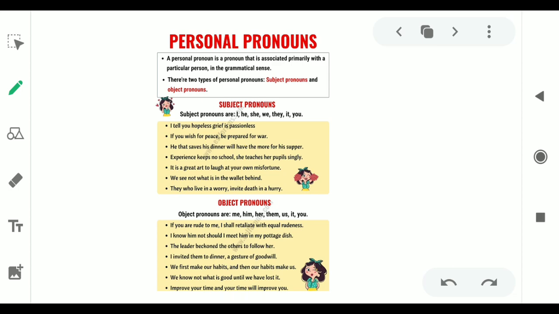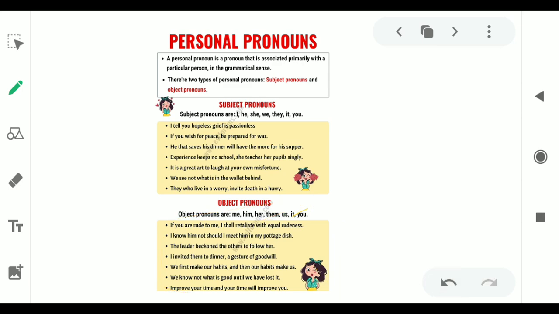So I, we, he, she, it, they, and you are known as subjective pronouns, or you can say personal pronouns in the nominative case. And me, him, them, us, you, these are known as objective pronouns. Is it clear?